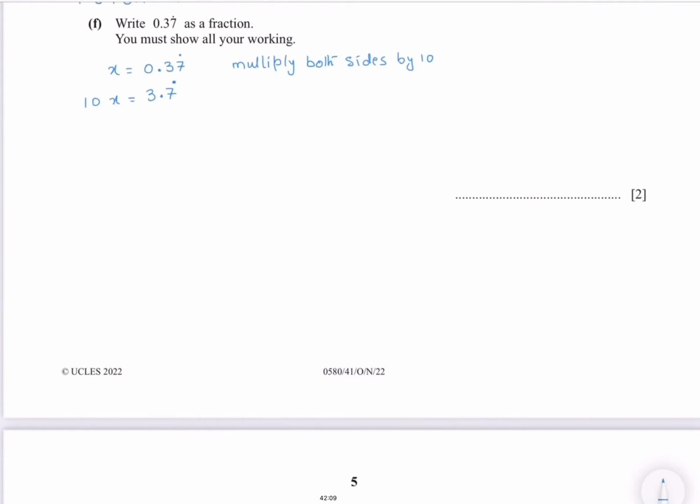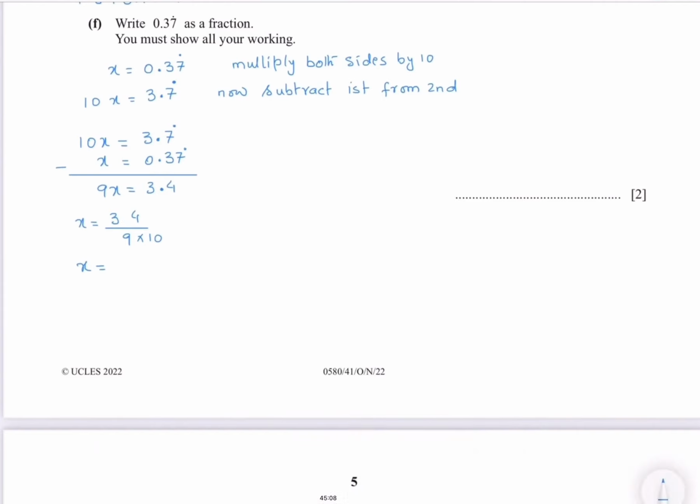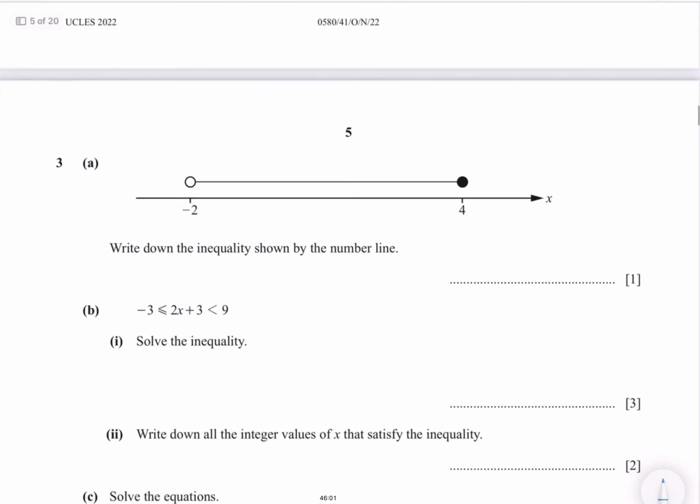So now subtract the first one from the second one. So you got 9x equals 3.4. So x is equal to 3.4 divided by 9. Remove the decimal. So it becomes 34 over 90. So this is your fraction which was required.